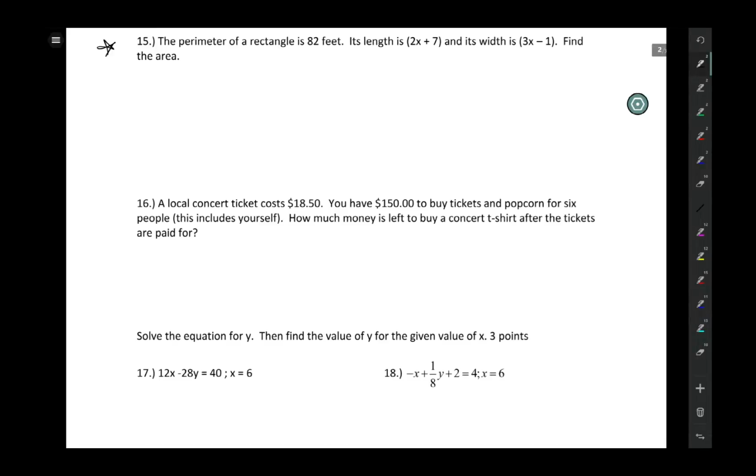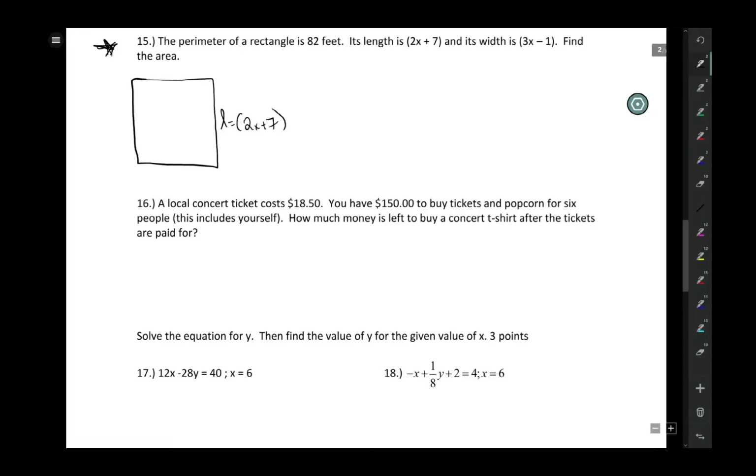All right, guys, so probably one of the more challenging problems are these perimeter problems, but really they're not too bad as long as you, of course, review them and you recognize what the problem's saying. So the perimeter, we have a length of 2x plus 7, and we have a width of 3x minus 1. It doesn't necessarily matter which side you have as either. We also know the perimeter is 2 times the length plus 2 times the width. And notice, what we want to find is the area. Area, we know, is length times width.